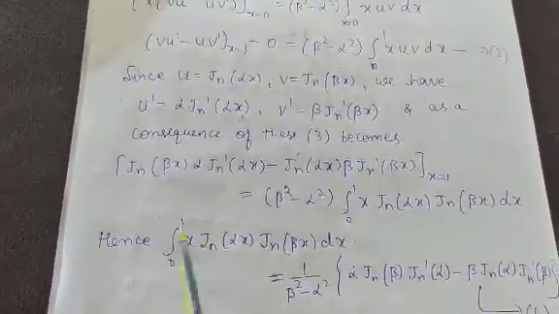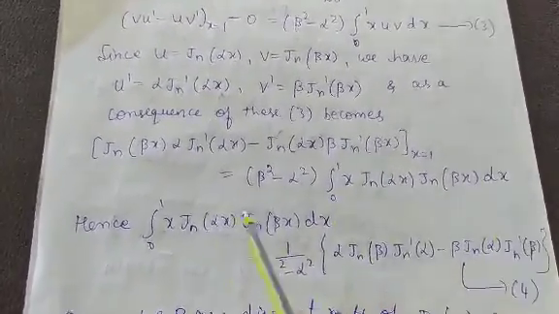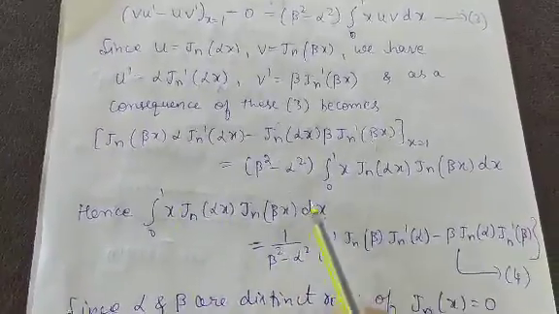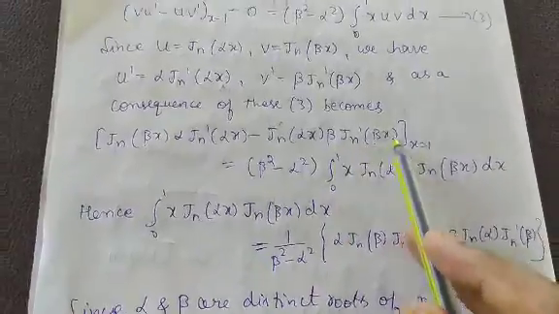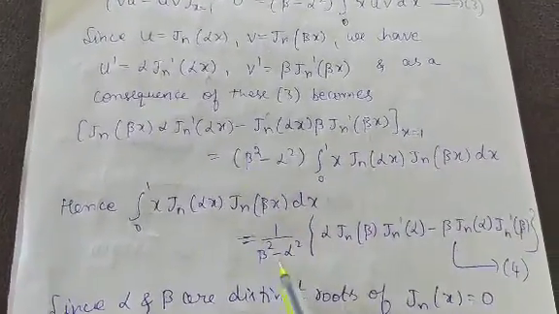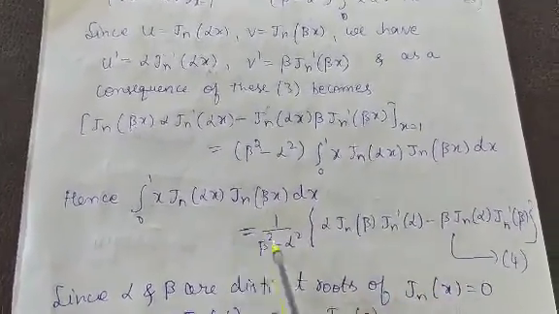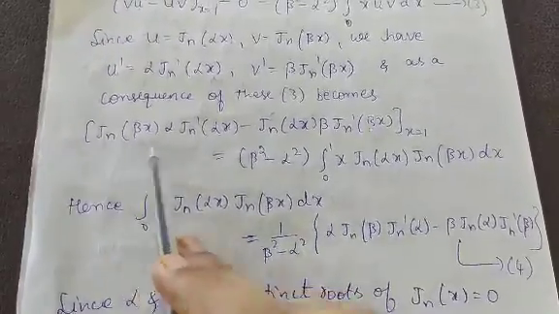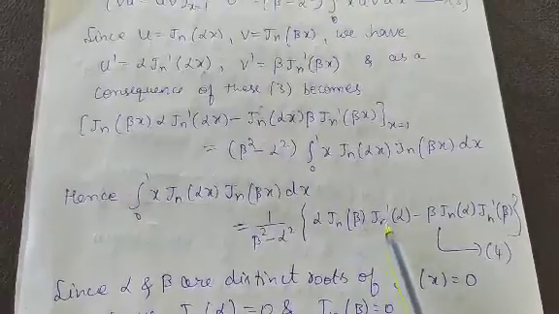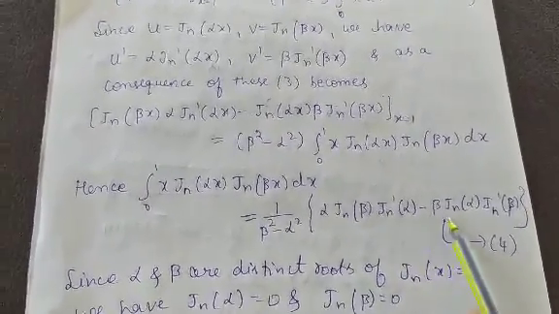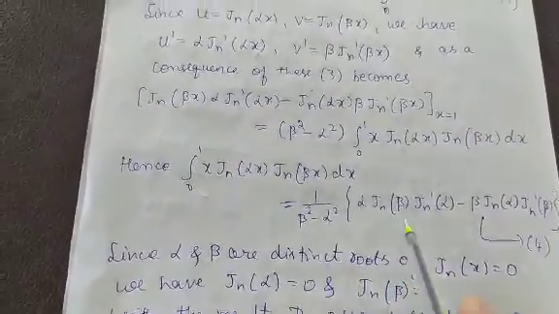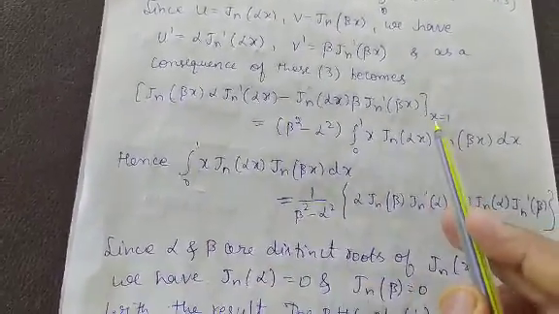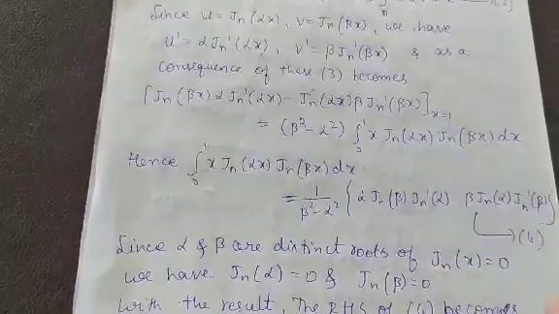After this, I am taking only this term in LHS and sending the rest to RHS. Keeping only this term in LHS, 1 by (beta square minus alpha square) will come in the denominator. So 1 by (beta square minus alpha square) into alpha times [alpha Jn of beta into Jn dash of alpha minus beta into Jn of alpha into Jn dash of beta], keeping this term as it is and everything else to the other side, with the integration from x equals 1.